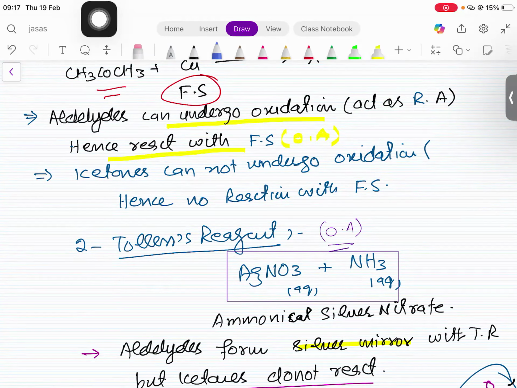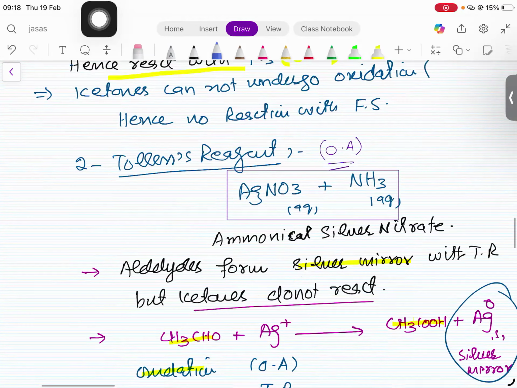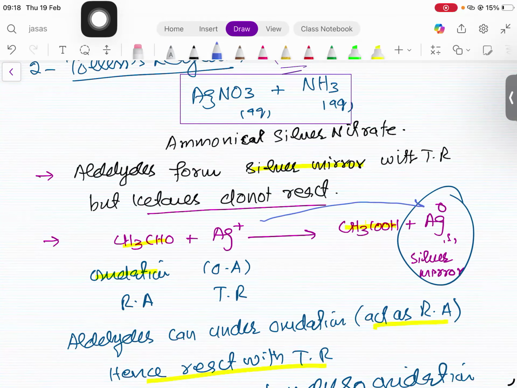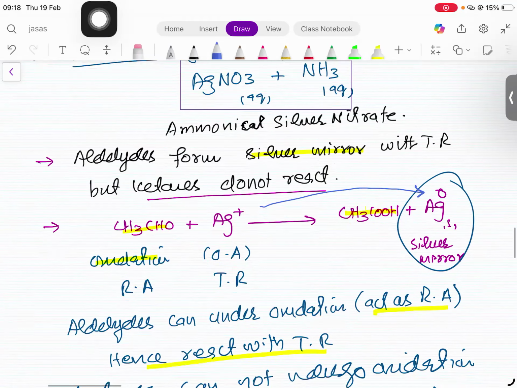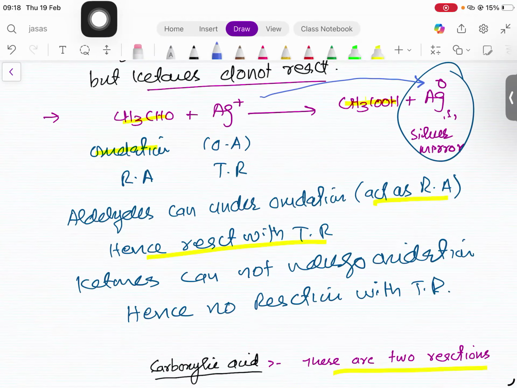So when it oxidizes aldehyde, तो Ag positive reduce होके देखिए Ag बन जाता है. तो Ag तो मेटल है, वाटर इनसॉल्युबल है, सिल्वर बन के आ जाता है बाहर. सिल्वर मिरर इसको बोलते हैं, right? So a very white silver appears inside the test tube if you perform this experiment, right? और वो उसकी क्या हो जाती है? Oxidation हो जाती है. I've just written the ionic equation here, not balancing or anything. Just keep in mind. Okay, so aldehydes can undergo oxidation and act as a reducing agent, hence react with Tollens reagent. Ketones cannot undergo oxidation, hence no reaction with Tollens reagent.